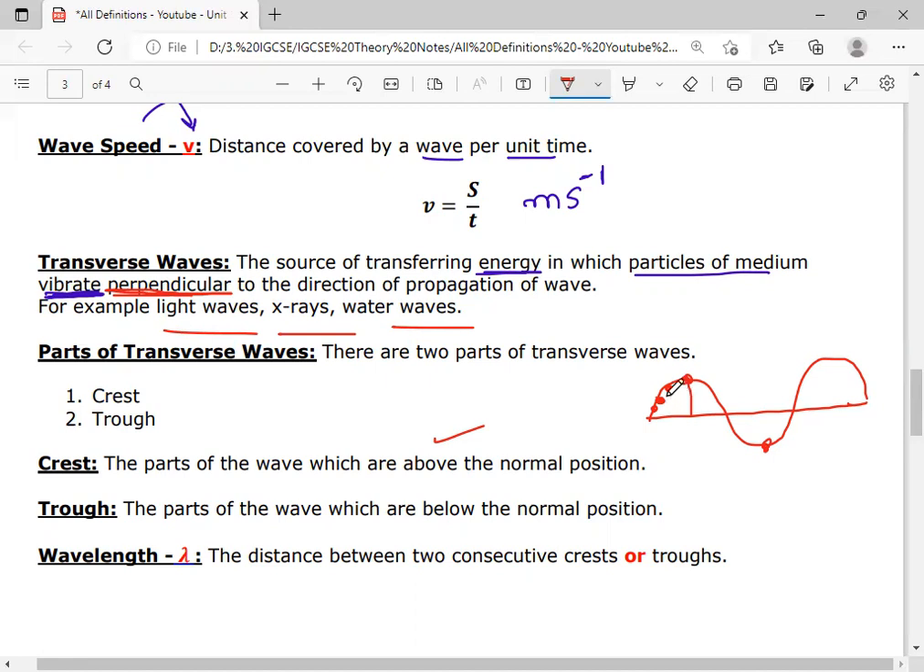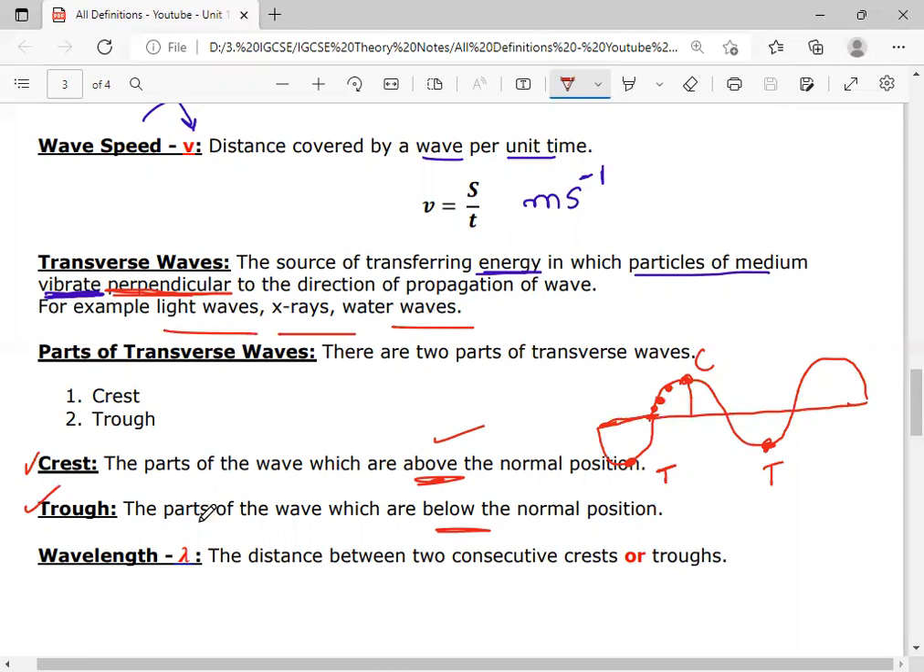But generally we assume the highest point from the mean position is called a crest, and the lowest point below the mean position is called a trough. So crest and trough. Let me draw the wave like this as well. So this will be another trough. And the definition of trough: the parts of the wave which are below the normal position. Crests are the parts of the wave which are above the normal position, and troughs are those points which are below the normal position. Then there comes the definition of wavelength.